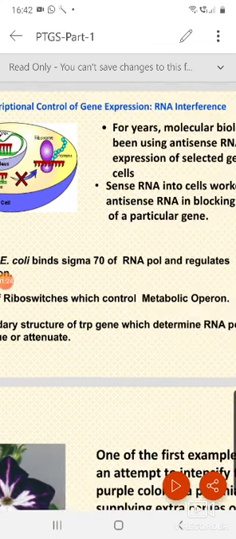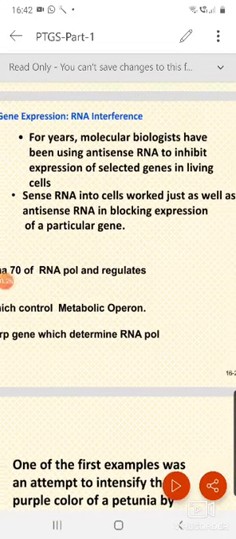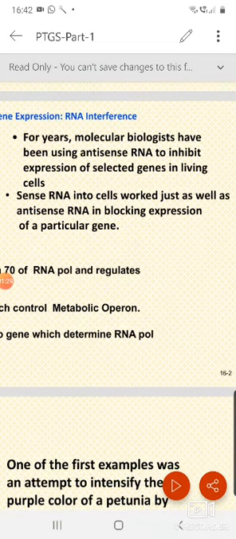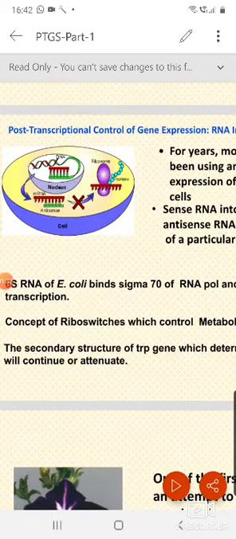Then they found that sense RNA introduced into cells worked just as well as antisense RNA in blocking expression of a particular gene. To their surprise, they found that if instead of an antisense RNA, we introduce a sense RNA, that means the same sequence, that also somehow suppresses or inhibits the gene expression. The reason was not known at that time.